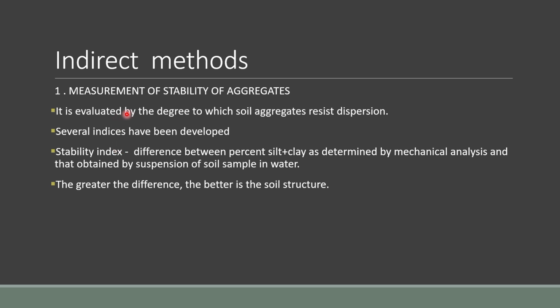So for measuring the stability of aggregates, the stability index is used. It is the difference between the percentage of silt plus clay determined by mechanical analysis and the percentage of silt and clay obtained by suspension of the soil sample in water. When the stability index is greater, the soil structure is better. So for better soil structure, the soil should have a greater stability index. Stability of aggregates means resistance to dispersion.